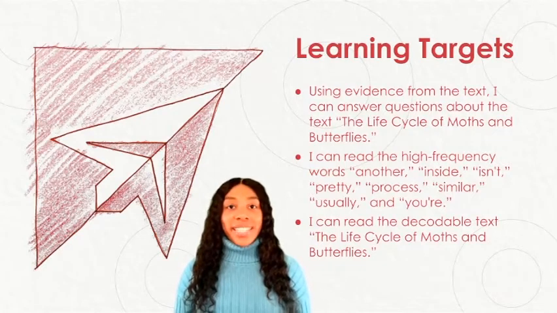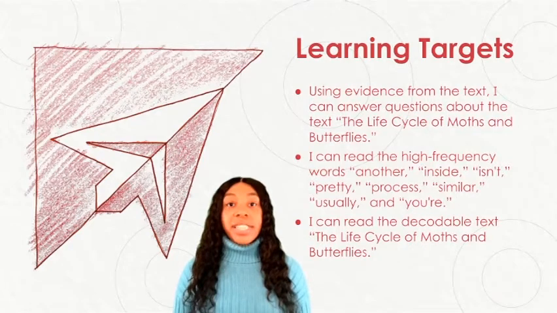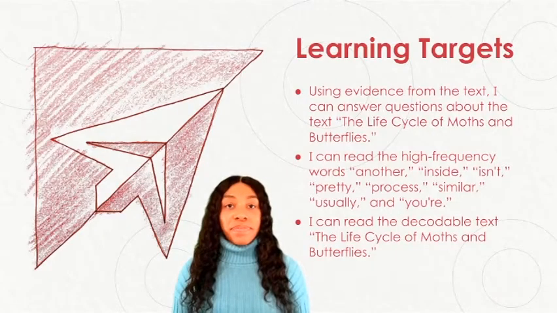Our first learning target says, using evidence from the text, I can answer questions about the text, the life cycle of moths and butterflies. The second learning target says, I can read the high-frequency words, another, inside, isn't, pretty, process, similar, usually, and your. The last learning target says, I can read the decodable text, the life cycle of moths and butterflies.